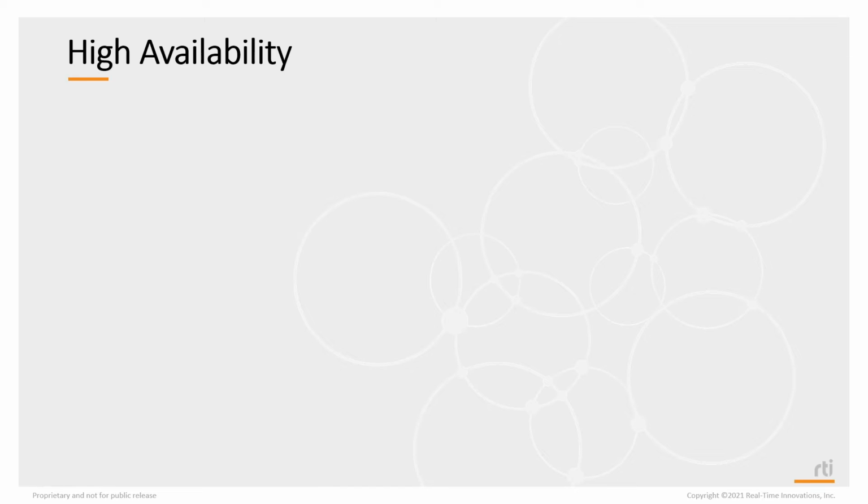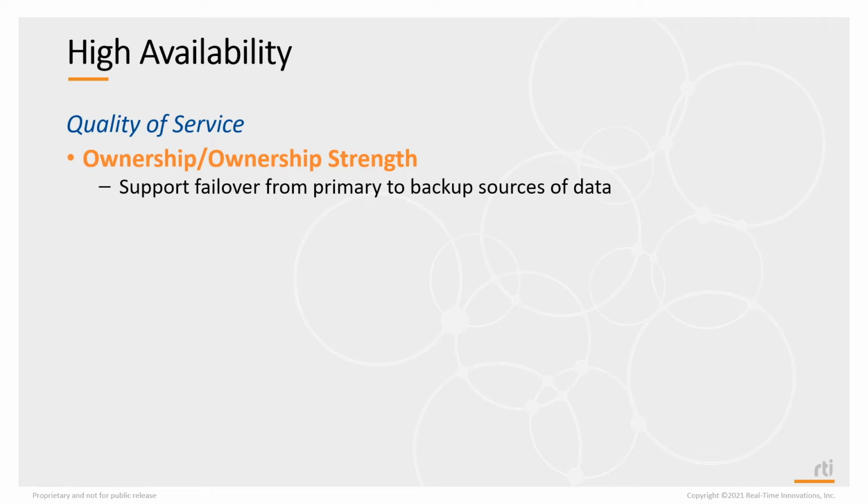High availability, fault tolerance. Let's take a look at some features of DDS that can help you implement high availability fault tolerant systems. First, quality of service. Here are a couple of related quality of service policies: ownership and ownership strength. Together, these can help you implement a failover policy so that you can identify an application as a primary application, identify one or more backup applications that can also provide that information, and then set up a failover policy to have the backup take over when the primary crashes.